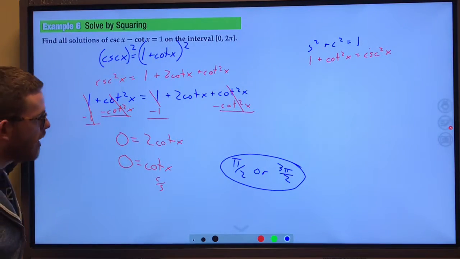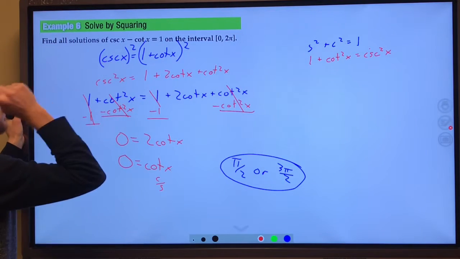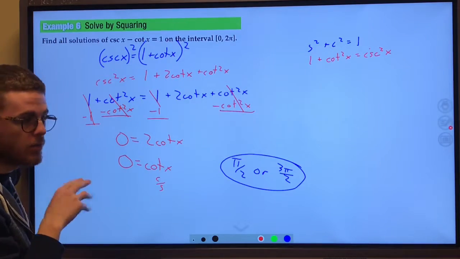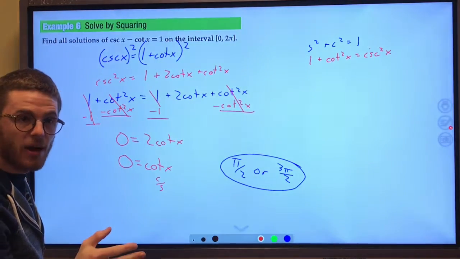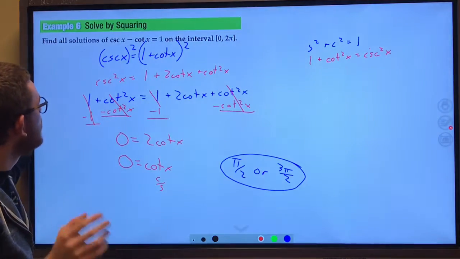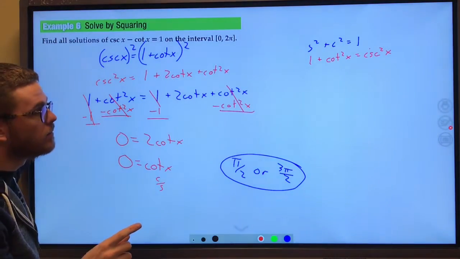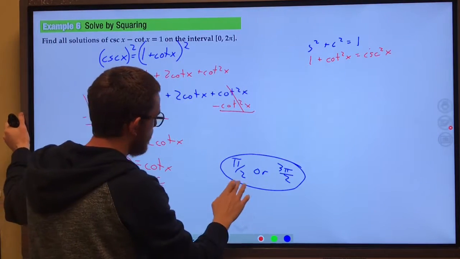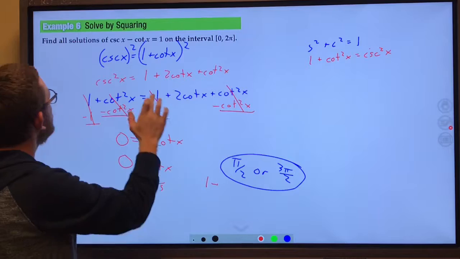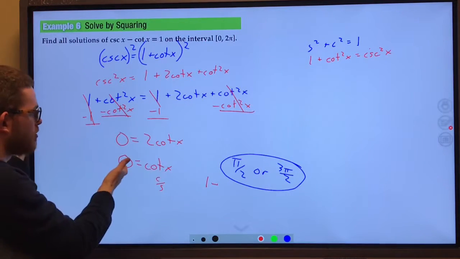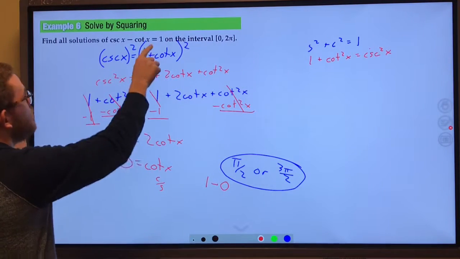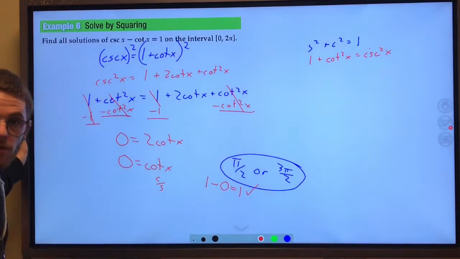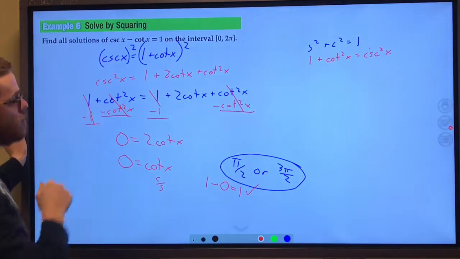So if we put in pi over 2, cosecant of pi over 2, well, cosecant is the reciprocal of sine, the sine value at pi over 2 is 1, right? Yeah. The sine value is 1, so if I'm plugging this back in, that would be 1 minus the cotangent value. We know cotangent of pi over 2 is 0, and 1 minus 0 indeed does give us 1. So this one checks out. That works for sure.